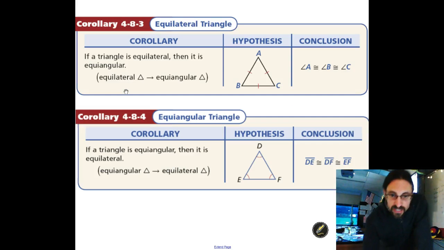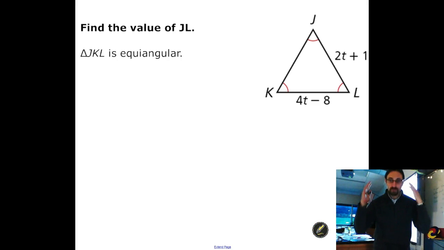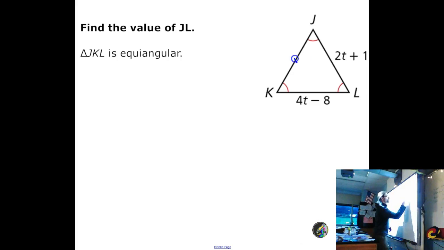The last part we need to talk about are these equilateral and equiangular corollaries. And again, they're a special kind of isosceles triangle because all sides are the same. If all sides are the same, then all angles are the same. It's kind of like the converse of that, the equiangular triangle. If all angles are the same, then all sides are the same. And this is what it can look like. When you get a diagram, it says all the angles are congruent. You need to say to yourself, well, shoot, Mr. Reisman, all the sides have to be congruent.